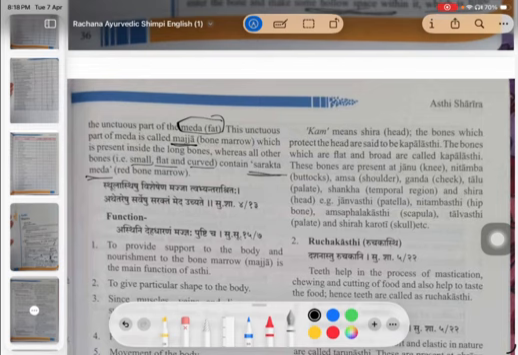I hope it's clear. Okay, next shloka is Sthul Asthishu Visheshen Majja Tva Abhyantar Ashrita, which means Majja lies in the Sthul Asthi, the long bones, predominantly. Alright.